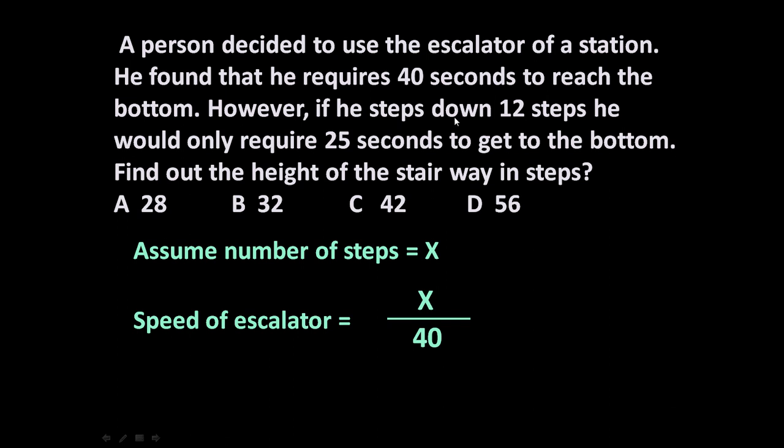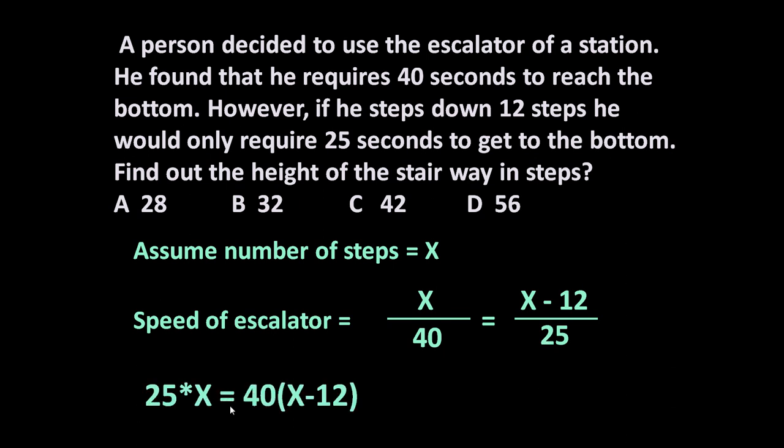But if the person steps down 12 steps, he would require only 25 seconds to get to the bottom. It means this speed must be equal to the speed of the stairs when the person gets down 12 steps. That means the total steps the escalator is moving is x minus 12, and how much time is it taking? 25 seconds. So in these two conditions, the speed of the escalator remains constant.